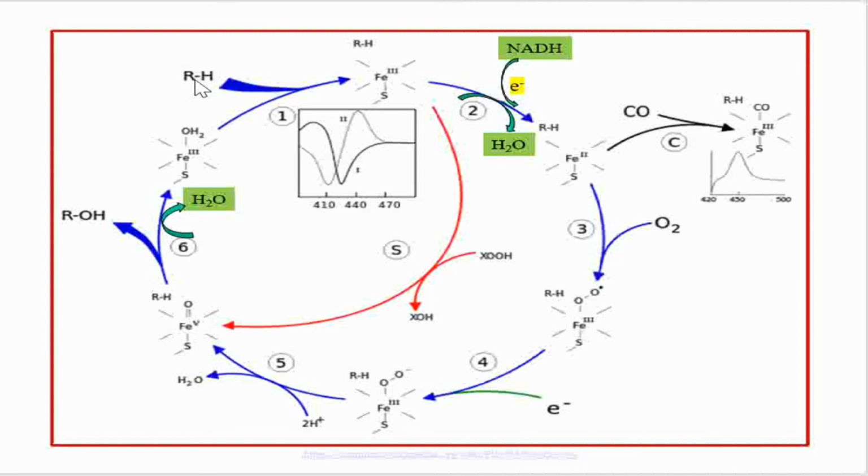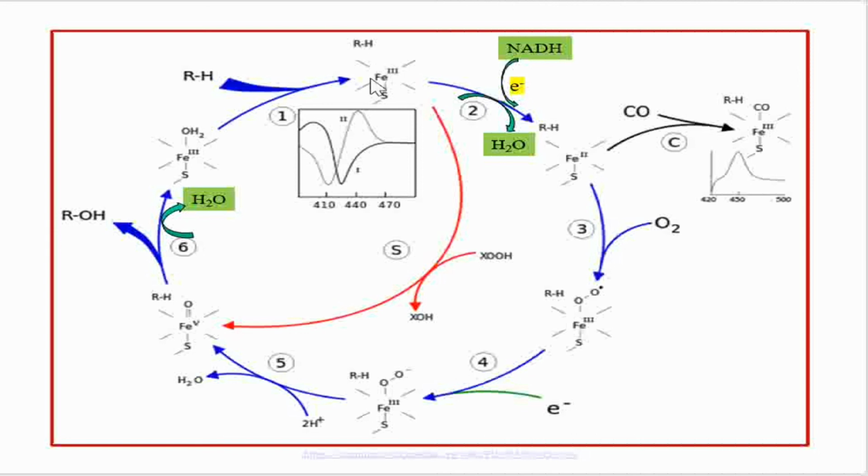So this hydrocarbon substrate binds to the enzyme in its active site, and it induces the release of water molecules. The water molecule will be released from here, and this organic hydrocarbon attaches here. The binding of RH to this center changes the spin state of the iron center.